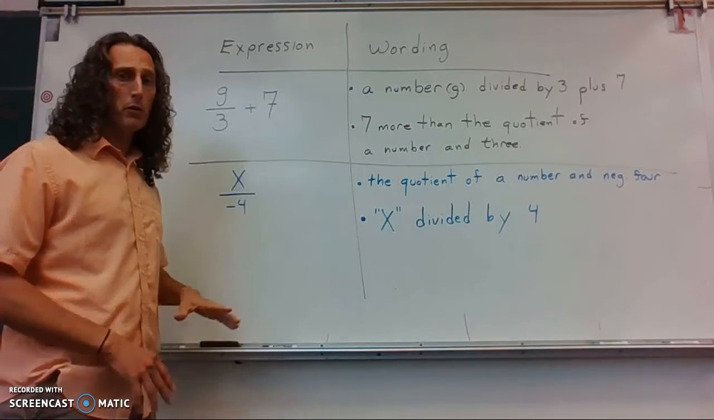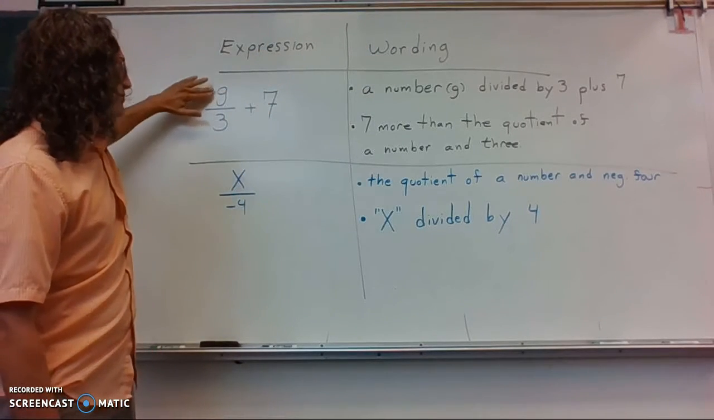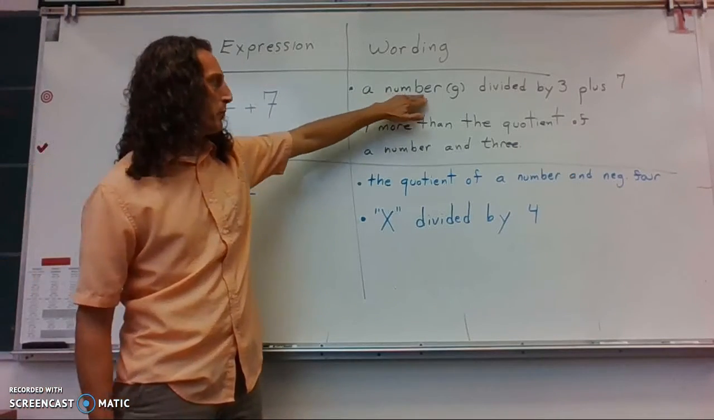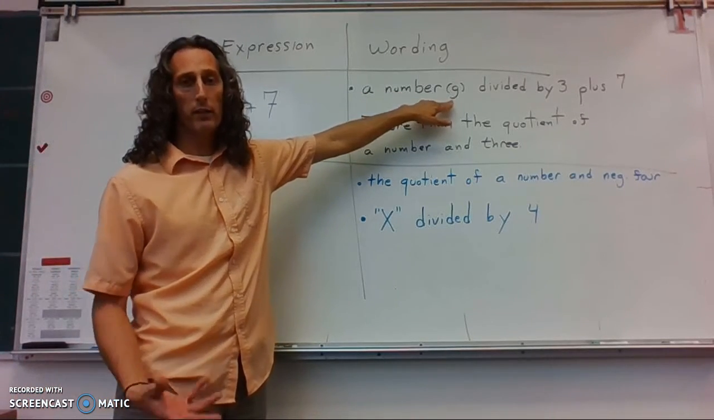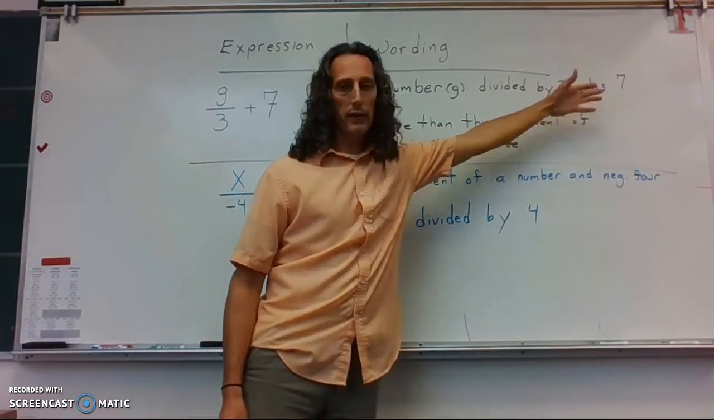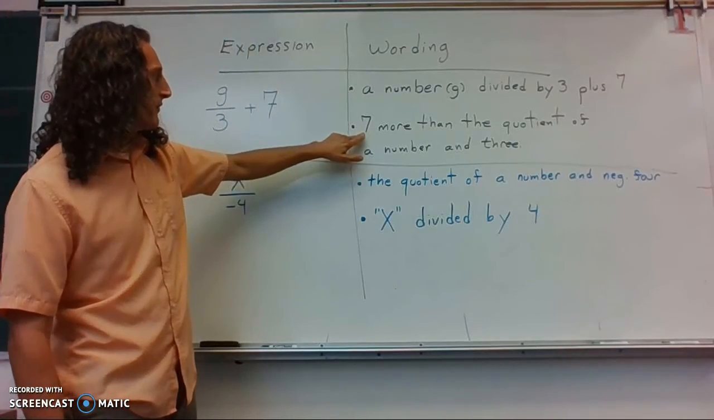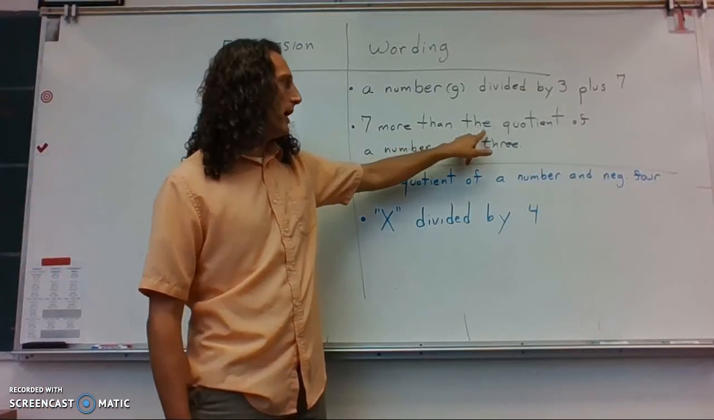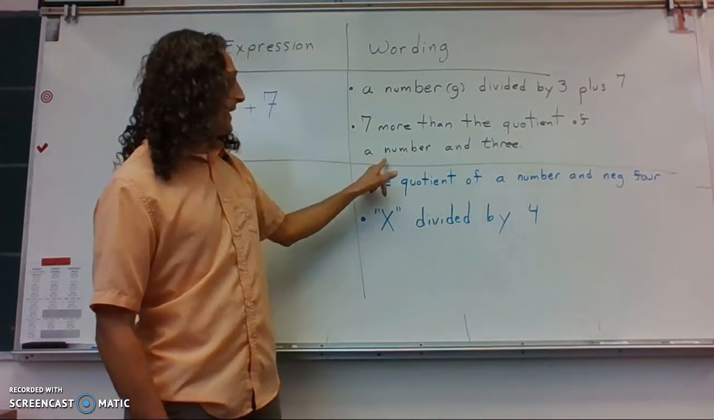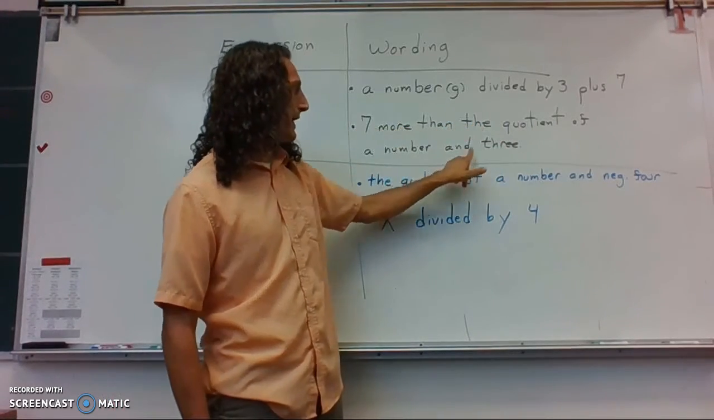Alright, so here are 2 more examples of expressions and how they should be worded. Over here I have g over 3 plus 7, right? This is how we would say it: a number, and sometimes they will actually identify what letter to use. So this says a number g divided by 3 plus 7. That's pretty straightforward. One that's a little more difficult is 7 more than, and remember the quotient is from our list, it means division, of a number, the g, and 3. So 7 more than the quotient of a number and 3.